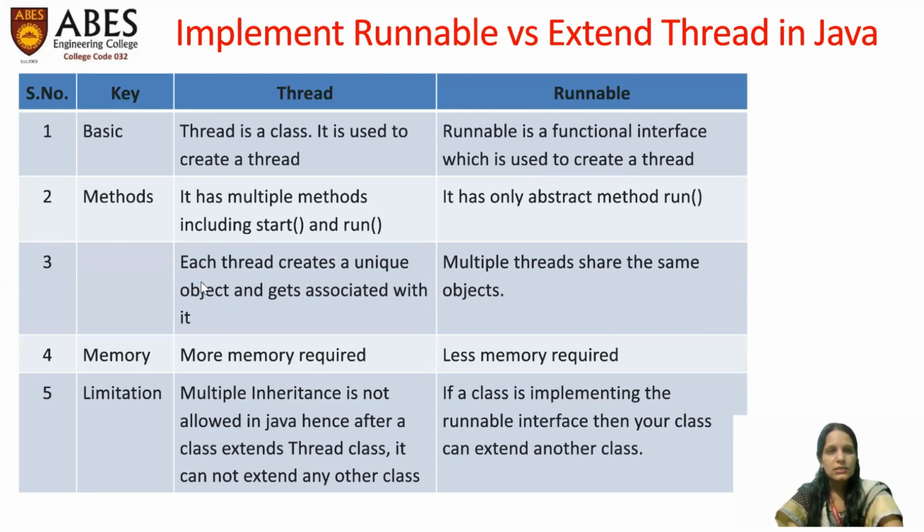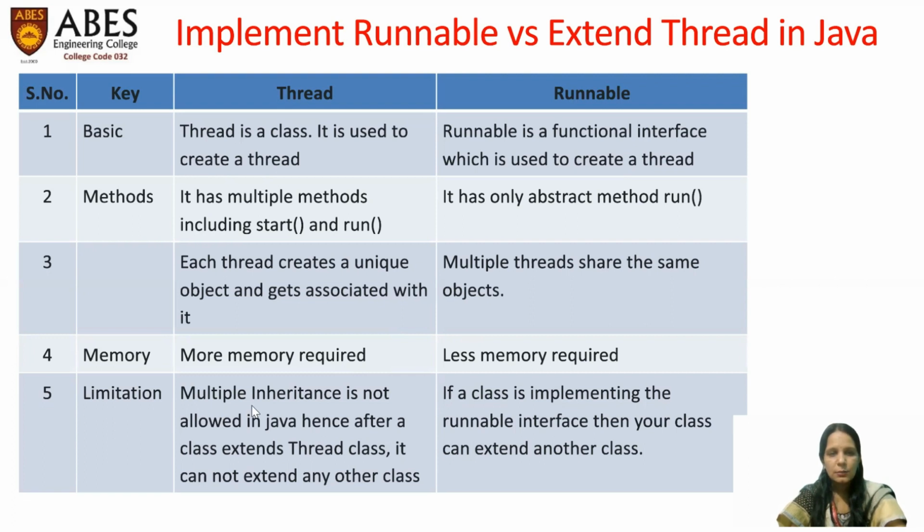In the next difference, in the Thread class each thread creates a unique object and gets associated with it, right? In the Runnable interface, multiple threads share the same object. If we talk about memory, then in case of the Thread class, more memory is required because we are creating a unique object, right? But in case of the Runnable interface, less memory will be required. So if memory is a constraint, because memory is again a very important constraint, you must go for the Runnable interface.